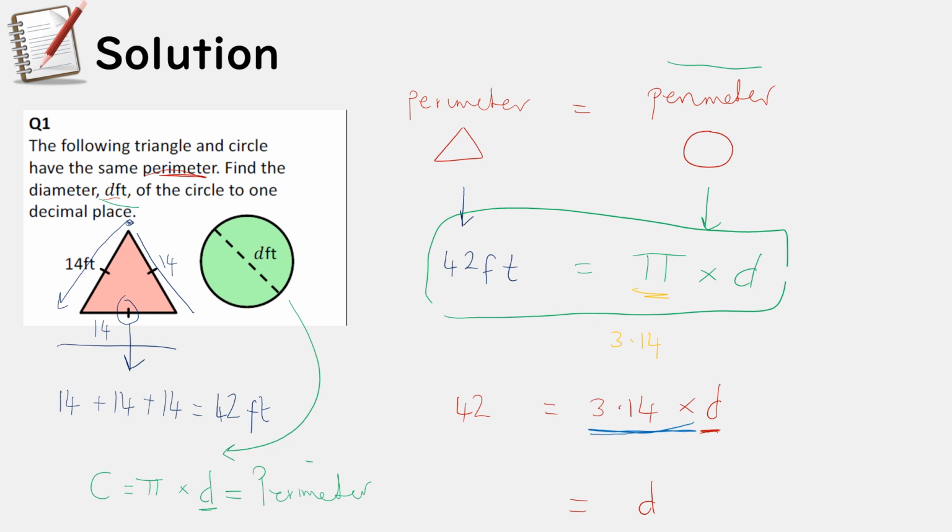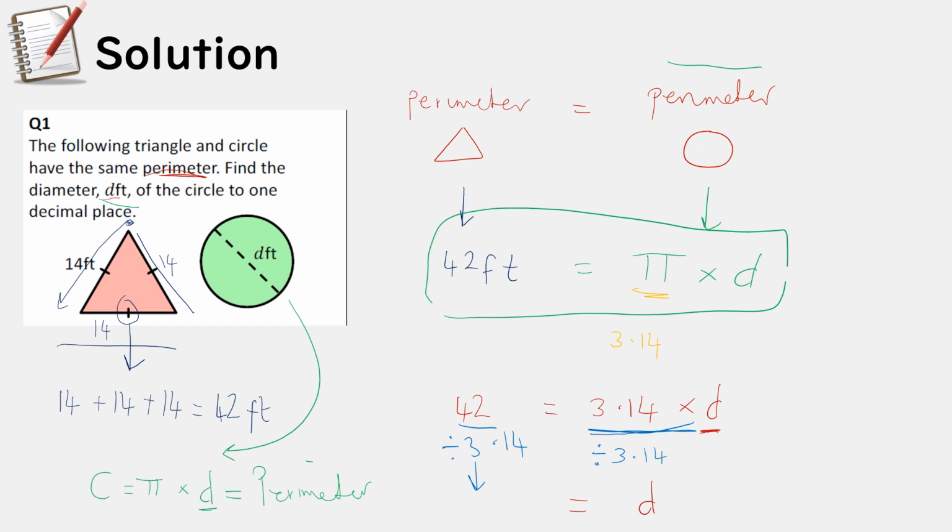I need to get rid of the times 3.14. So to get rid of it, we've got to do the opposite of timesing. So that's dividing, and divide by that same number. Whatever I do to one side, I have to do to the other. So divide by 3.14. So on this left-hand side, we're going to do 42 divided by 3.14.